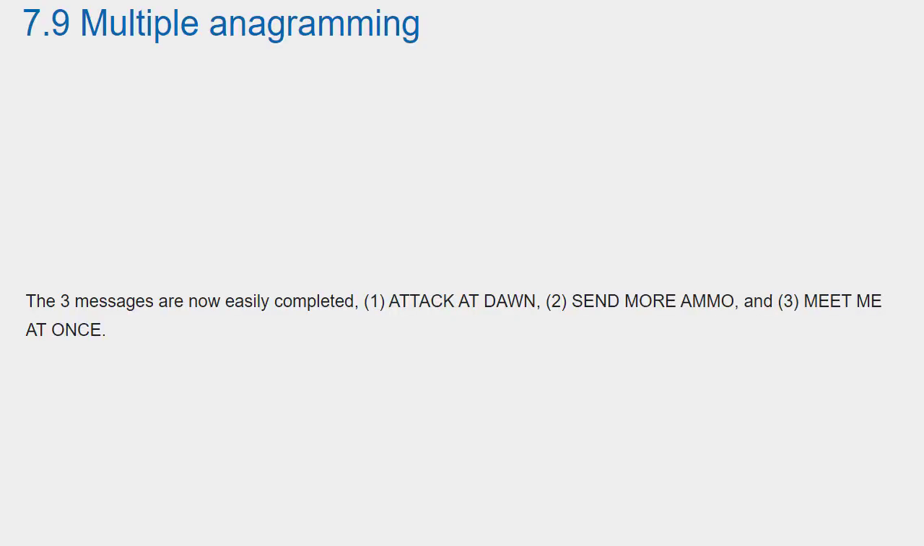Let's check that these are plausible choices. We have. In message 2, the most likely letter to precede ND is A or E. This gives 3 possibilities. Matching each of these 3 choices with the remaining 9 strips, the best match is with strip 4. This matches up well with columns 5 and 10, which we had already combined previously. The 3 messages are now easily completed. 1. Attack at dawn. 2. Send more ammo. And 3. Meet me at once.